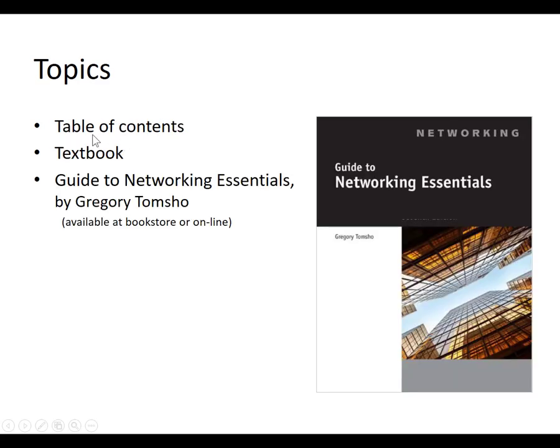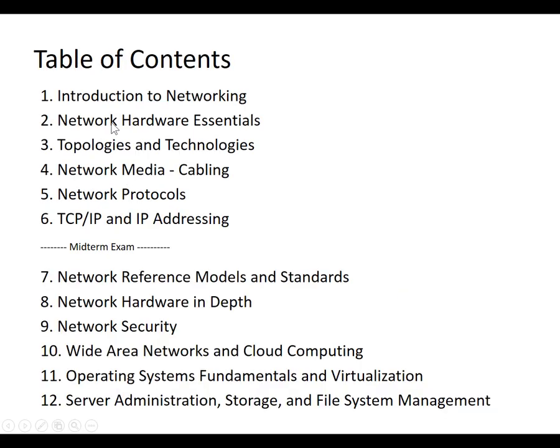If you go to the table of contents in our textbook, which is available at the BC bookstore or online, you will see we have 12 chapters to cover. Chapter 1 covers Introduction to Networking. Chapter 2, Network Hardware Essentials. In Chapter 3, we look at topologies and technologies. Chapter 4 is Network Media, which really just means cabling.